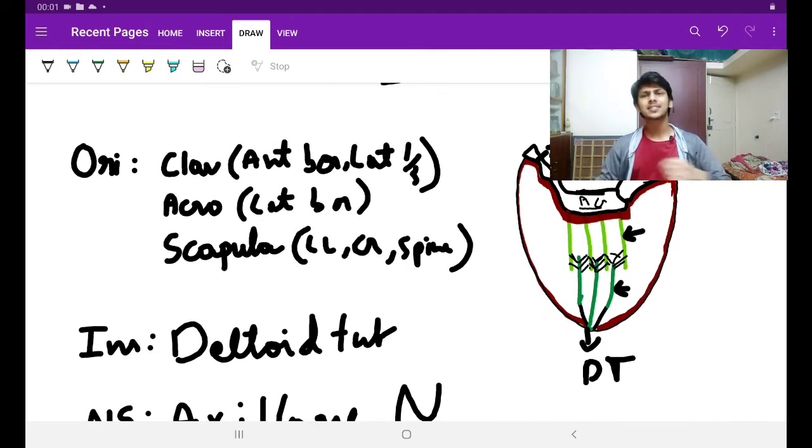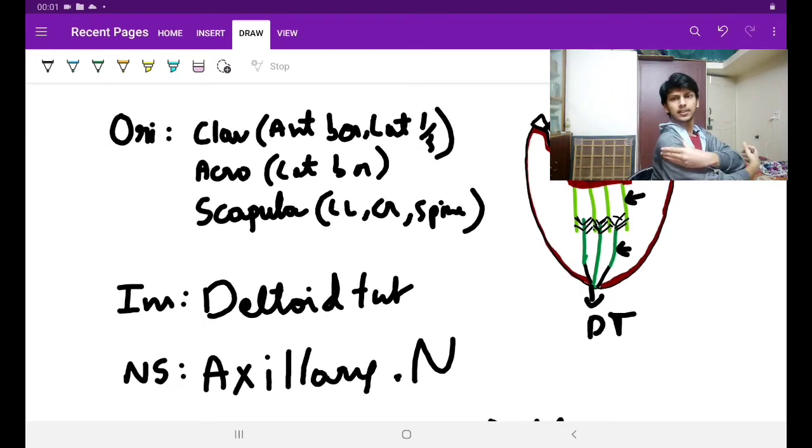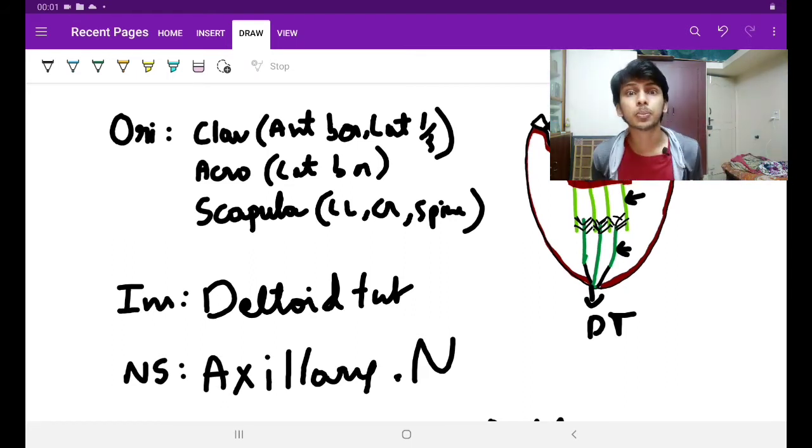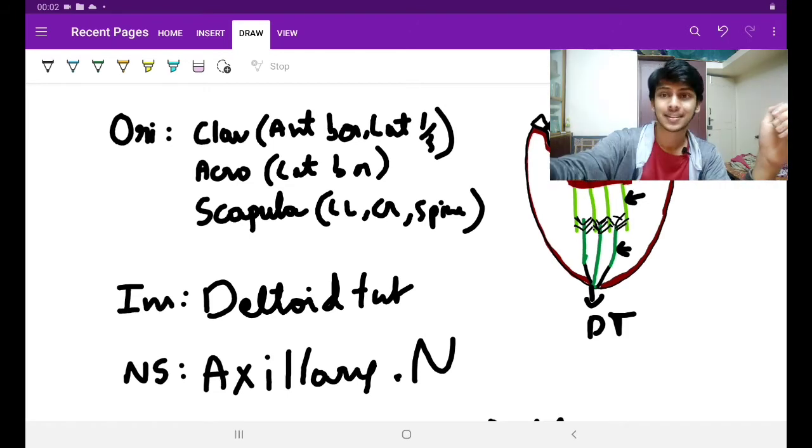Then, where is it getting inserted? It is coming from all this region. It is inserted into a tendon in a triangular fashion. Where? To the humerus. Whole humerus? No. Upper part of humerus. Whole upper part of humerus? No. The lateral aspect of humerus. Only the whole lateral aspect? No. There is the deltoid tuberosity in the lateral part of upper end of humerus. That is where the deltoid muscle is getting attached.